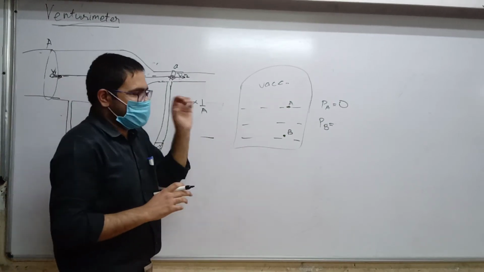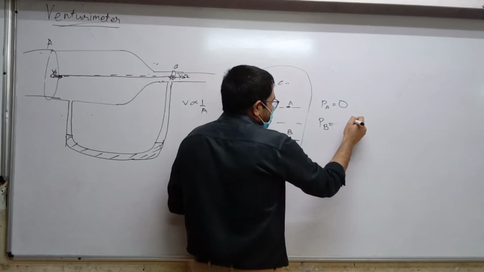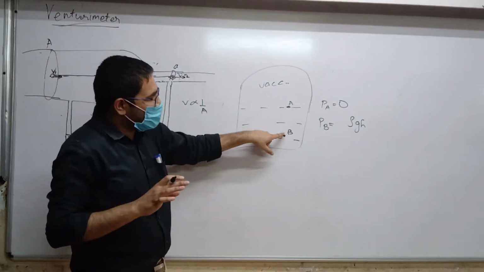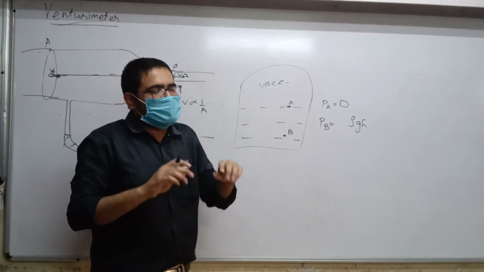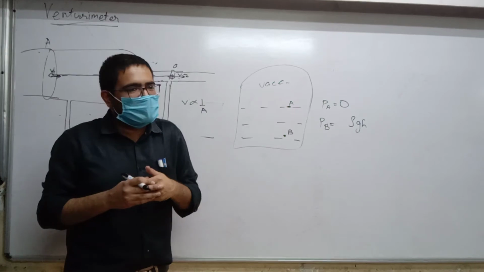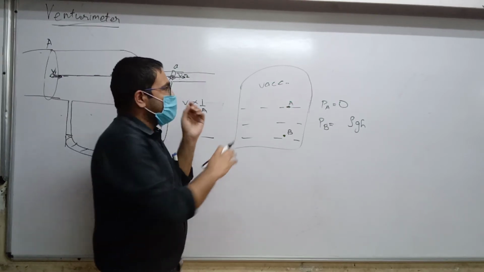What's the pressure at B in that case? Only rho g. Yes or no? Yes. So, what created this pressure at rho g? Is it due to an external effect or is it due to the fluid itself? Very good.